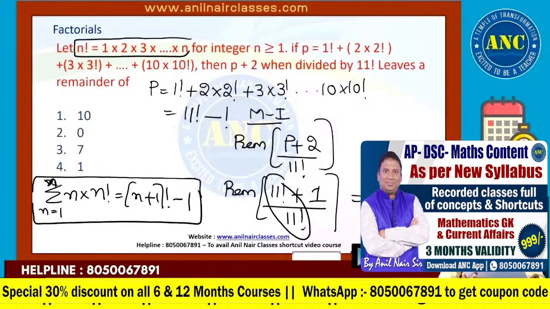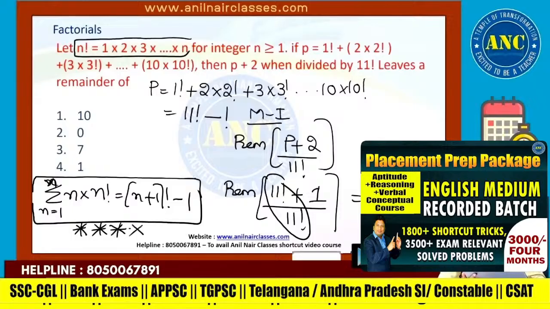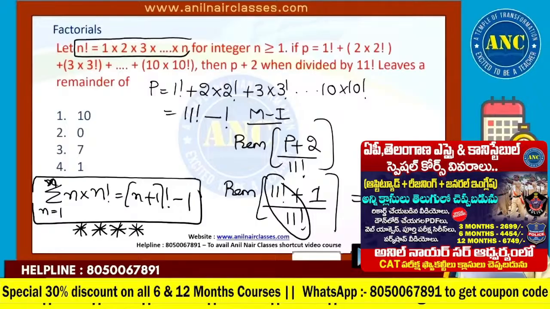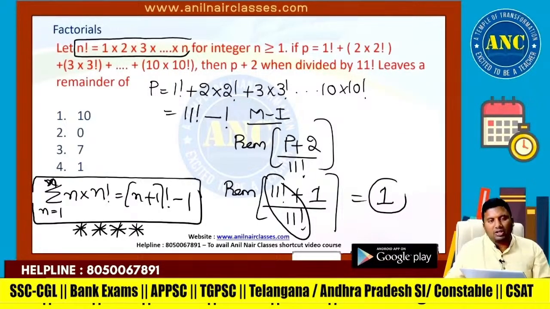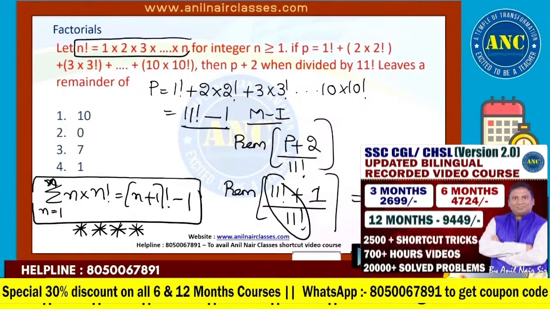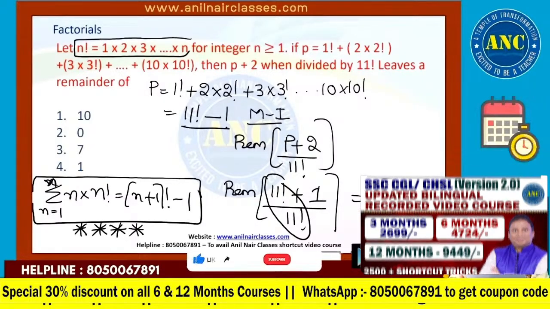1. The concept that is used in this question is n into n factorial. The summation of n into n factorial is given by n plus 1 factorial minus 1. 11 factorial minus 1 added to 2 gives 11 factorial plus 1. These both are consecutive integers.